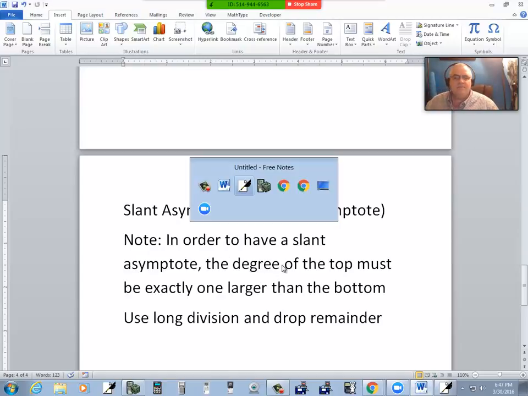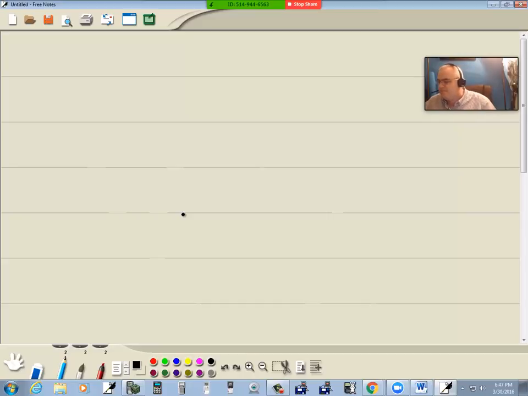Okay. Let's take a look at an example of this. Let's take a look at number 28. We've got f of x is equal to x squared minus 6x over x minus 5. The instructions say determine the oblique asymptote. The degree of the top is 2, degree of the bottom is 1, so it is exactly one larger. So it does have a slant asymptote. So I'll use long division.